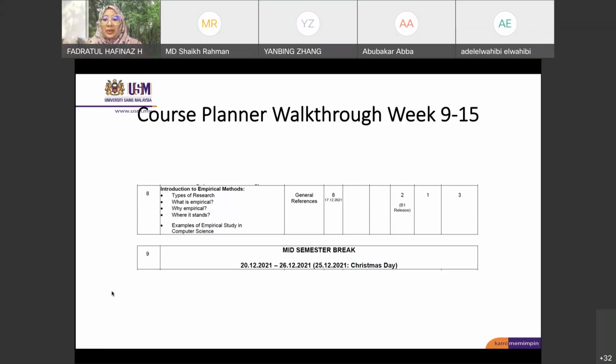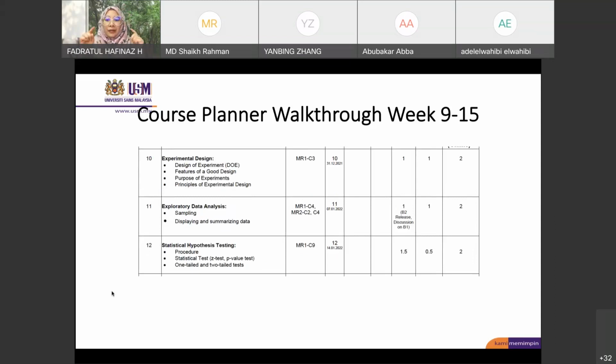Then the following week we're going to have a semester midterm break, for 1 week only, because it's Christmas. For the following week, I'm going to introduce the DOE, how you're going to design your experiment. What are the features that you need in your experimental design? What's the purpose of your experiment and the principle behind it? Following that, I'm going to share the EDA process, the exploratory data analysis process, and then some introduction to statistical hypothesis testing: the p-value, the procedure, and the one-tail and two-tail test.